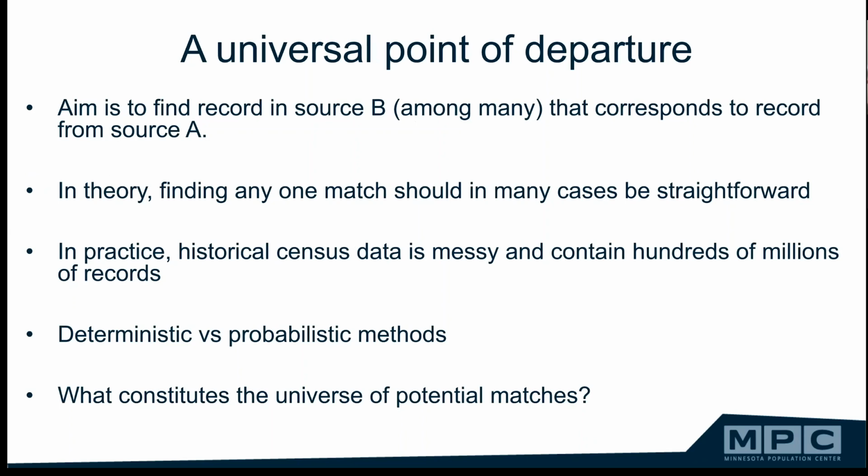A few of these things will be extremely evident to you, but the point of departure is that we're using different sources. In our case, we're using census data. For example, we're using the census from 1900 and trying to link records to 1910. So the basic aim is to develop a method to find the records in source B that correspond to a given record in source A.